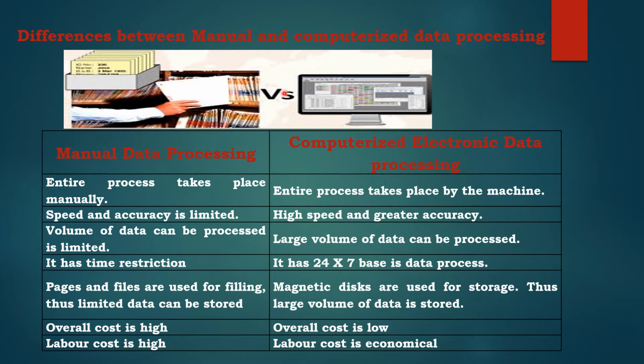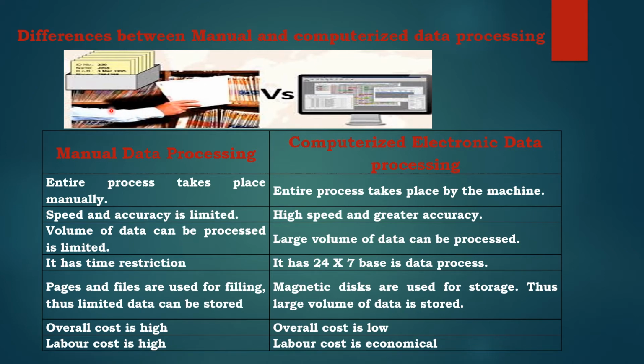Differences between manual and computerized system. See, the image itself is telling you, information completely takes place manually with the help of papers. If n number of files are there, it is very difficult to process the data. Okay. We'll discuss one by one. Entire process takes place manually. In computerized, the entire process takes place with the machine. Speed and accuracy is limited.